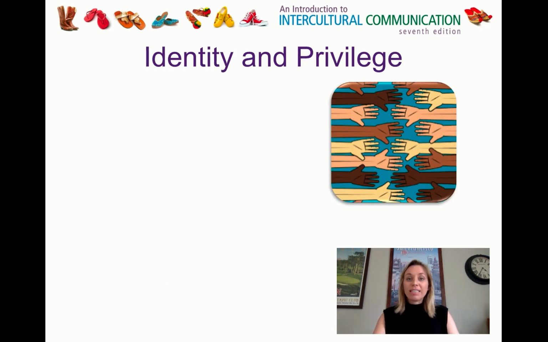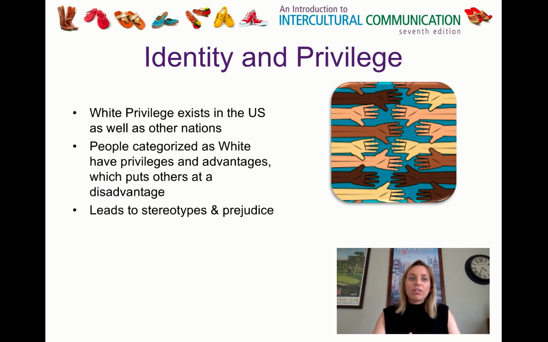Okay, so let's talk about identity and privilege. So let's first define what gives us privilege. And this is defined as white privilege. And it exists in the United States and other nations as well, South Africa, for example. People categorized as observably white, so like fair-skinned, have privileges and advantages, and others do not have these privileges. And it actually puts others at a disadvantage.